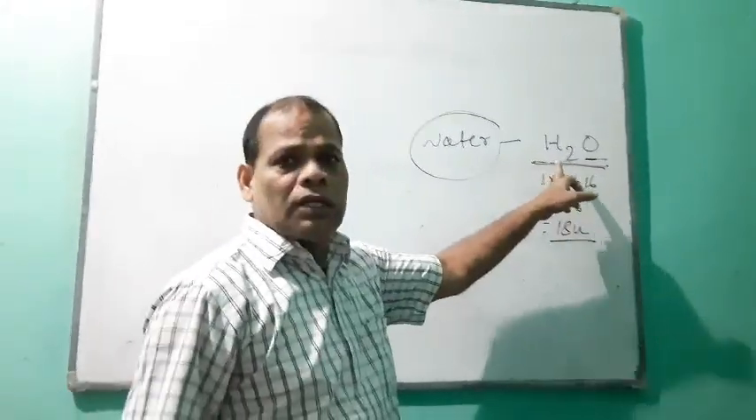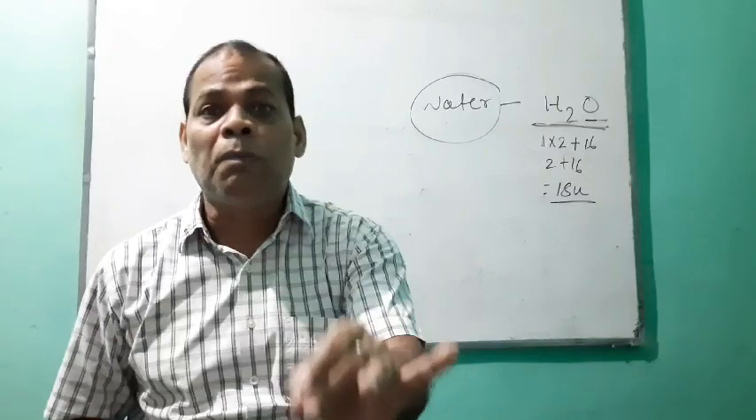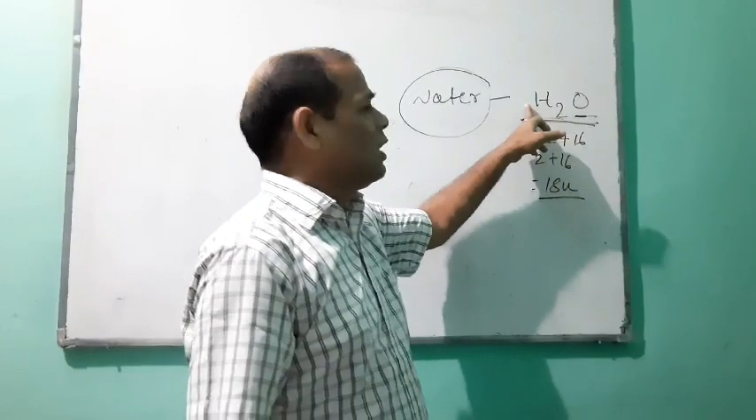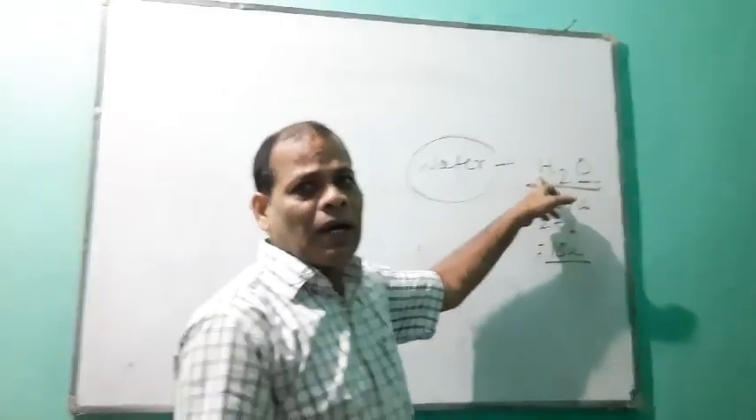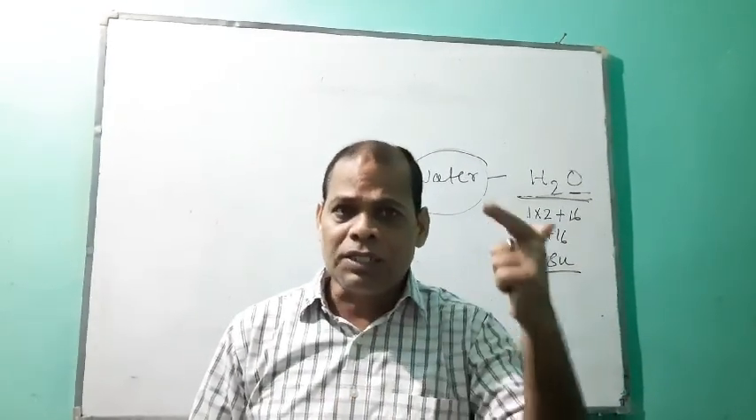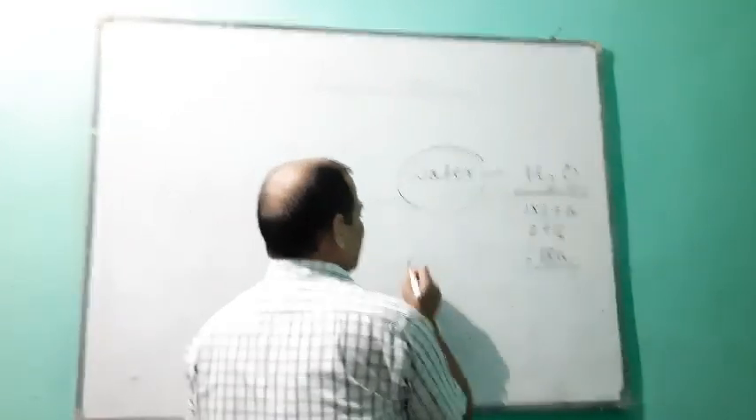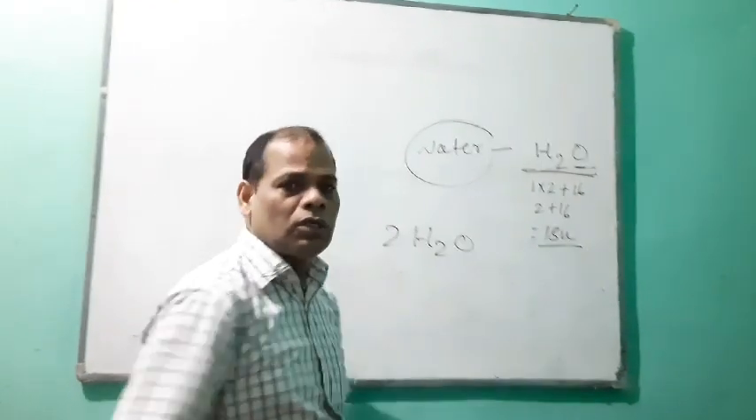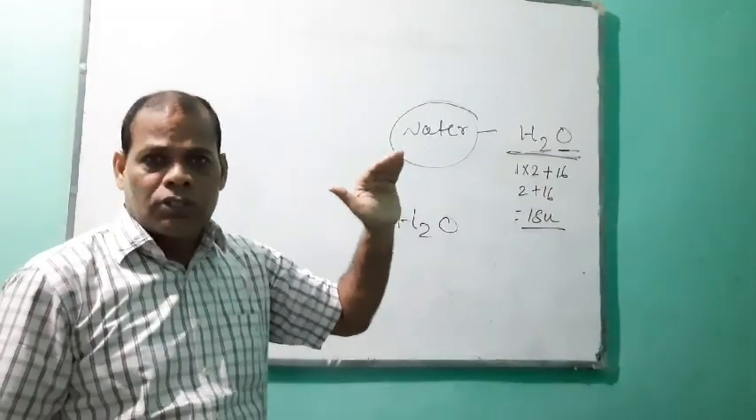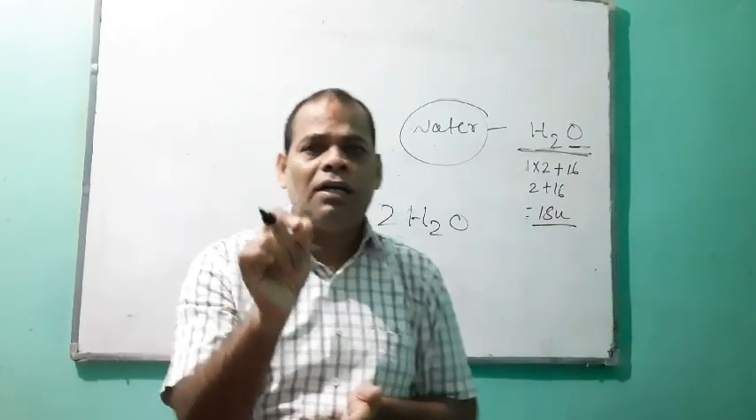Next, it represents a definite number of moles. Here it represents 1 mole of water. If I write 2H2O, it means 2 moles of water. So these are the significances of a chemical formula.